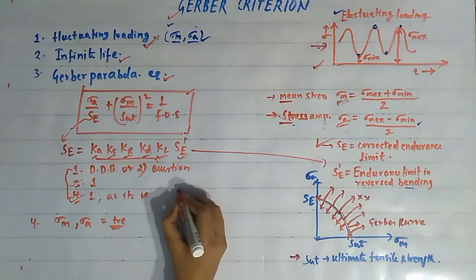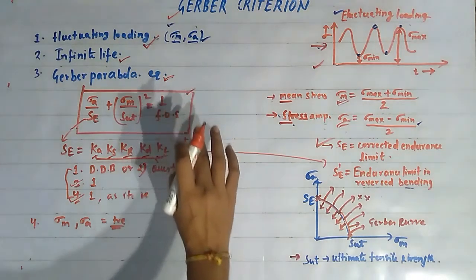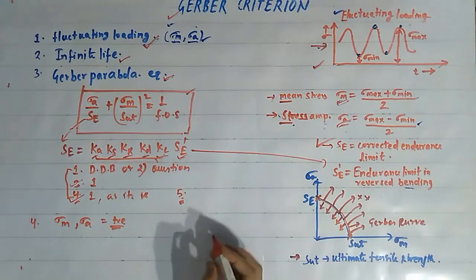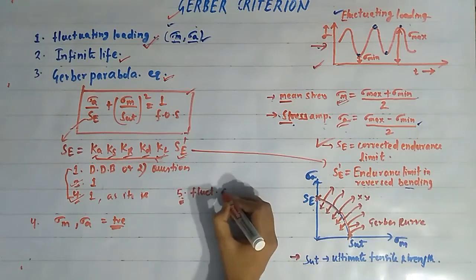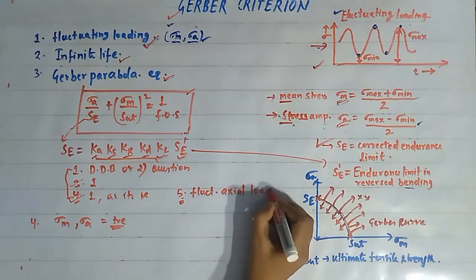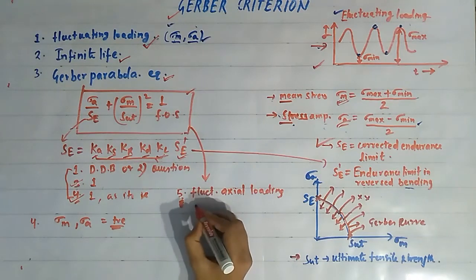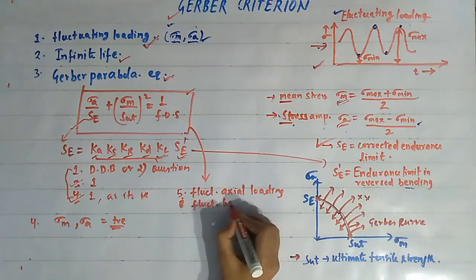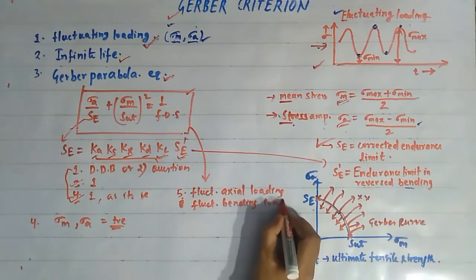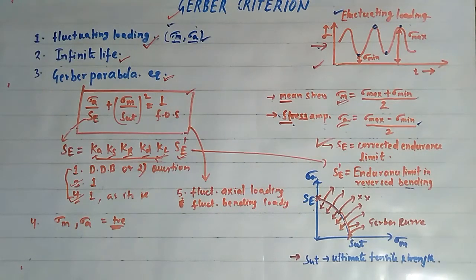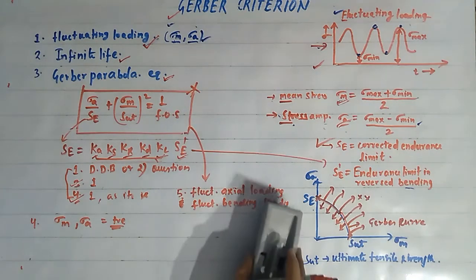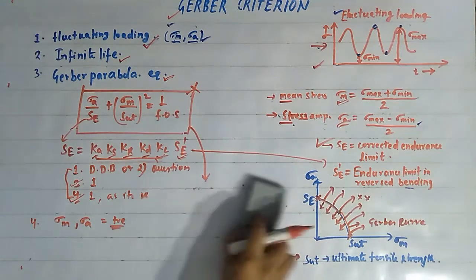Now friend, the 5th point is that this equation is valid for the case of fluctuating axial loading. That is, this equation can be applied for the fluctuating loading condition, or for fluctuating bending loading. But for the case of fluctuating shear loading, that is fluctuating torsional loading, this formula is not applicable. Then what do we have to do? We have to derive or write a formula for fluctuating torsional loading. So I am writing a formula for fluctuating torsional loading here.